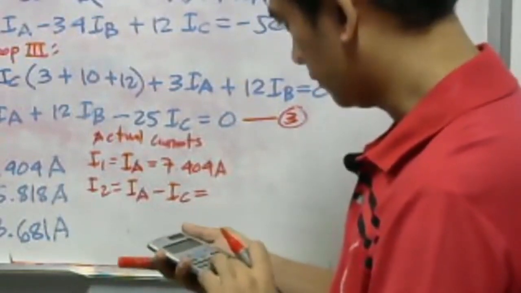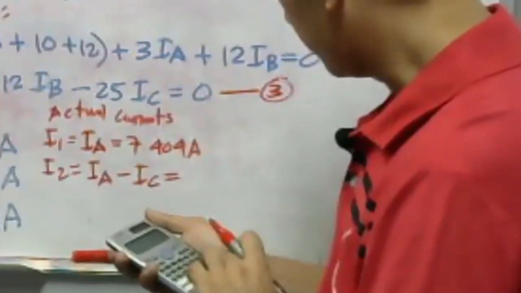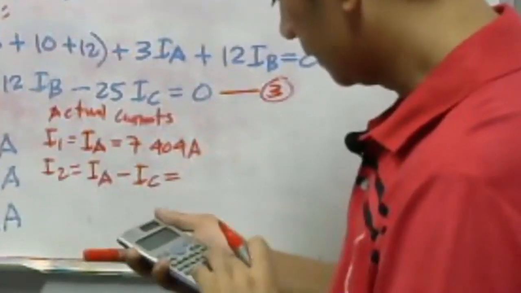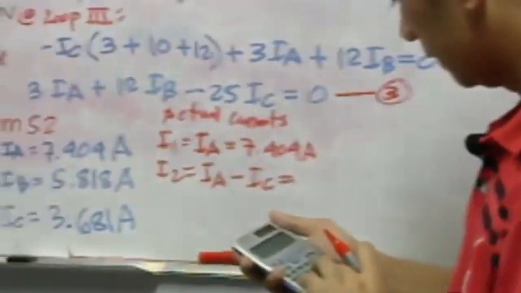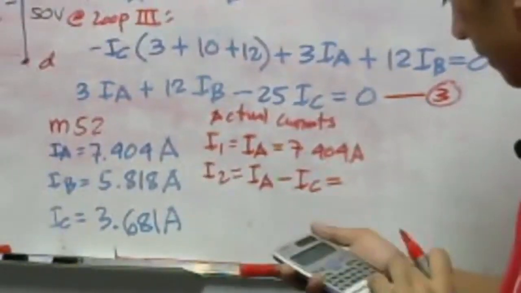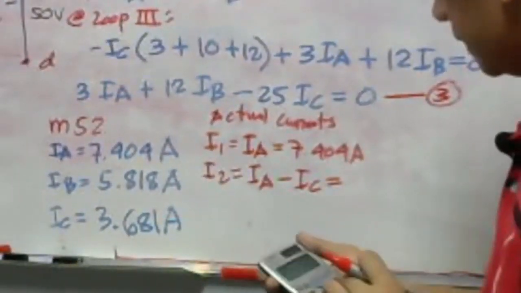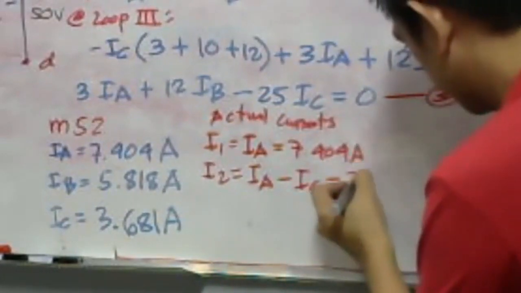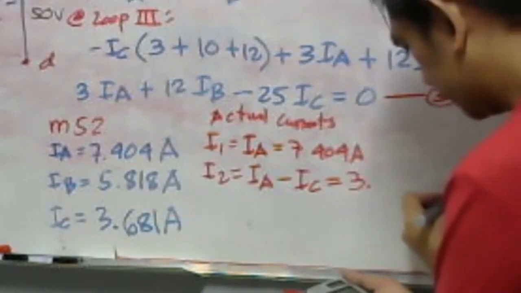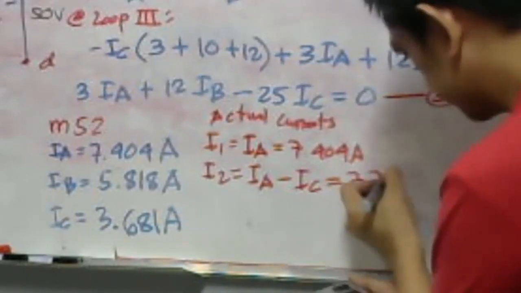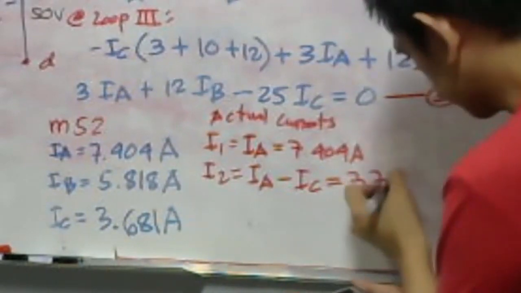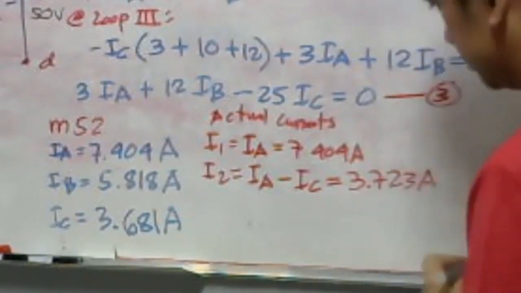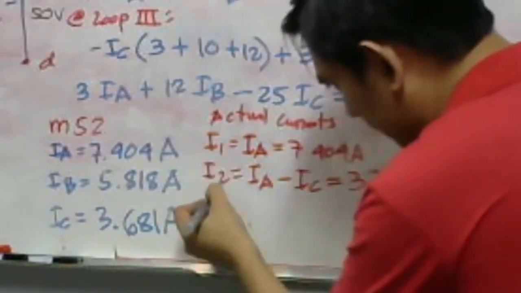Again, 7.404 minus IC, 3.681, equals 3.723 amperes. What about our I3, guys?